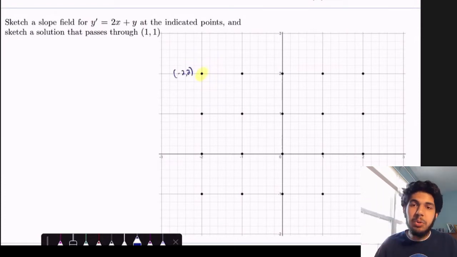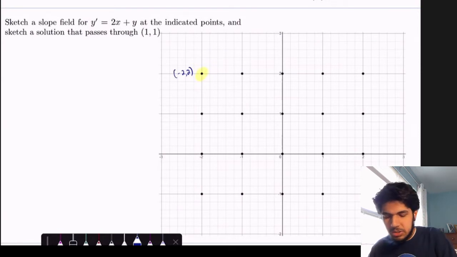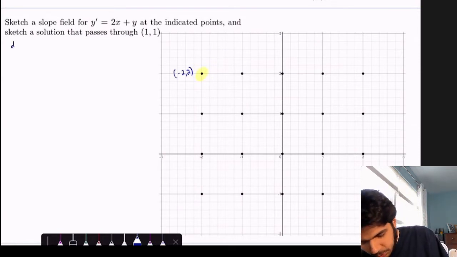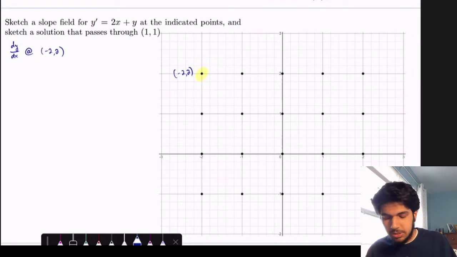We want to draw a small line that represents this, which has slope equivalent to the slope of the tangent line at that point. So that means we have to solve for dy/dx at (-2, 2). Moreover, we have to solve for dy/dx at all of the points represented on this grid. So let's do (-2, 2) first.